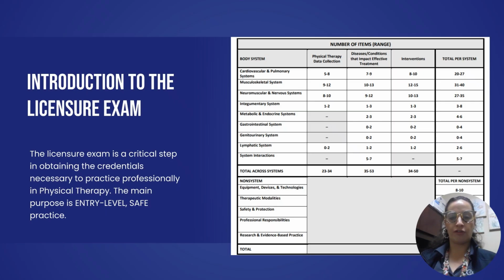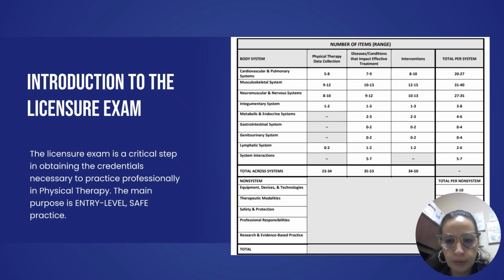If you look at like the first line on this picture that's displayed on the screen, there's going to be about 20, it says 20 to 27 questions on cardio and pulmonary systems. And out of those 20 to 27, 5 to 8 are data collection, 7 to 9, I think it says, are diseases and conditions, and 8 to 10 are interventions. So they get pretty specific with how to break it down, right?